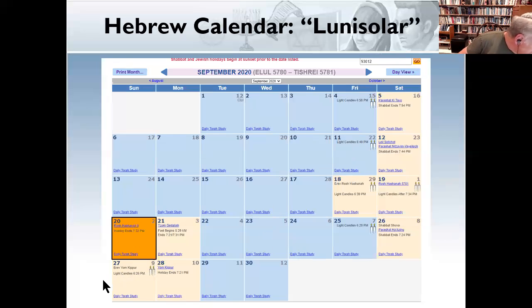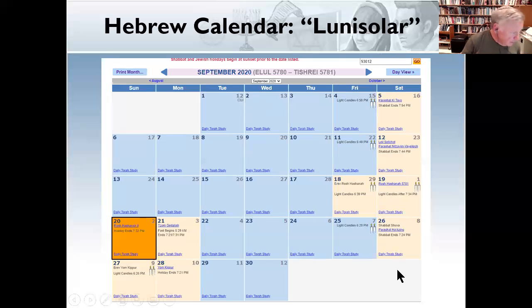So here, if you look, and again, I don't know how well you can see it on this screen. I can't make it bigger. So the 27th on Sunday, it says Erev Yom Kippur. Erev means evening. So it's the evening of Yom Kippur, and it's giving you a candle lighting time. And then Monday, the 28th, which is the 10th day of Kislev, is Yom Kippur.